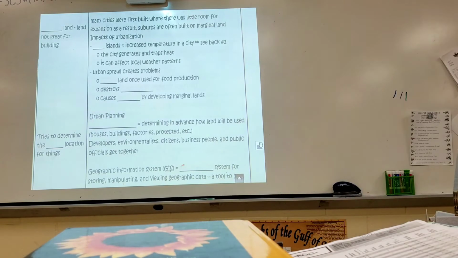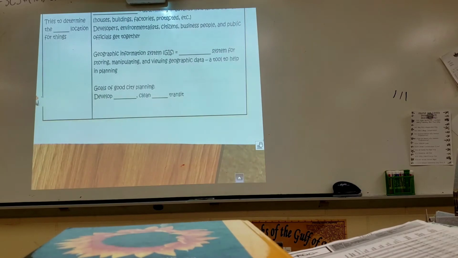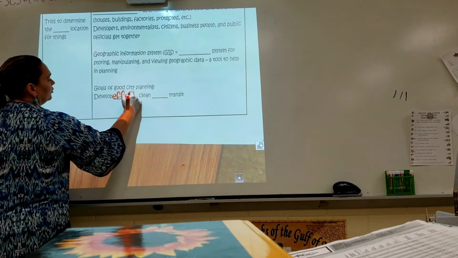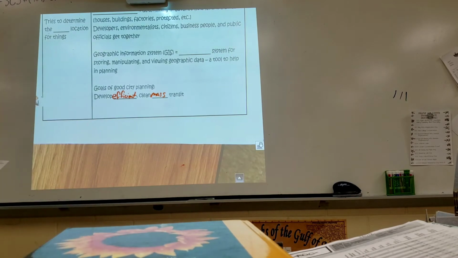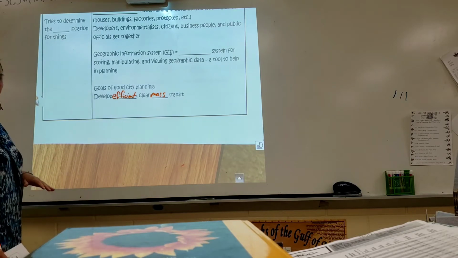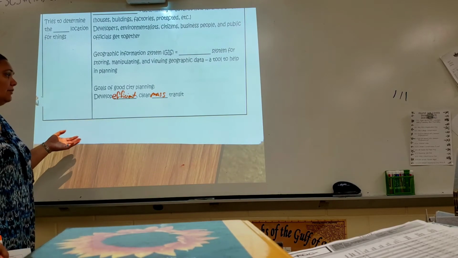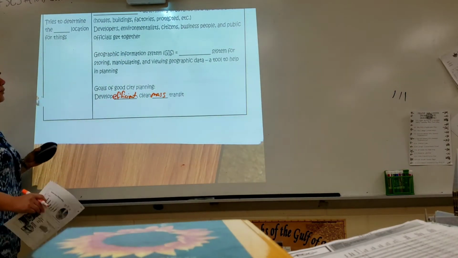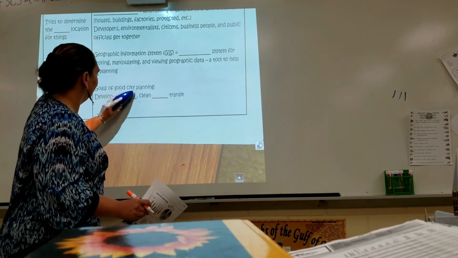All right. 2 pages down, guys. 1 more to go. Almost 2 pages down. The goals of good city planning is to develop efficient, clean, mass transit. In certain areas, that's more doable than others, right? But in a perfect situation, that's what we have. Not always doable depending on where we live, but that would be a perfect situation.